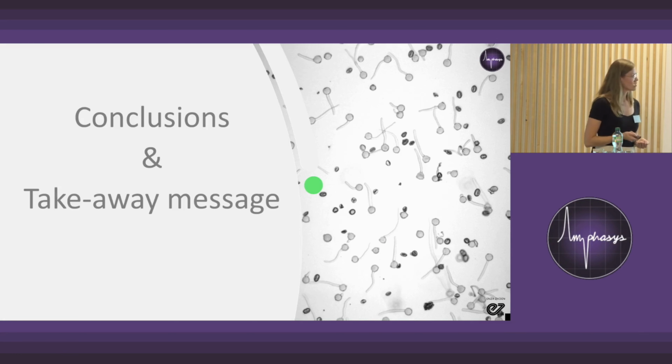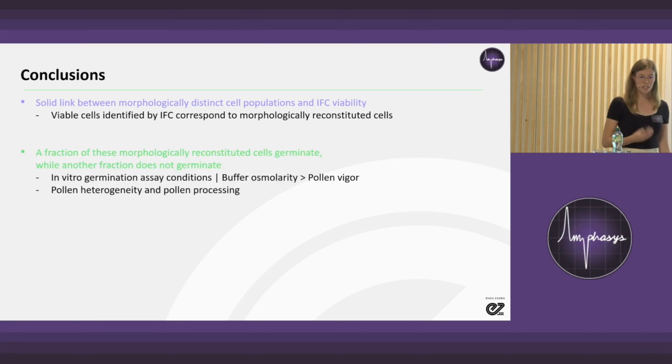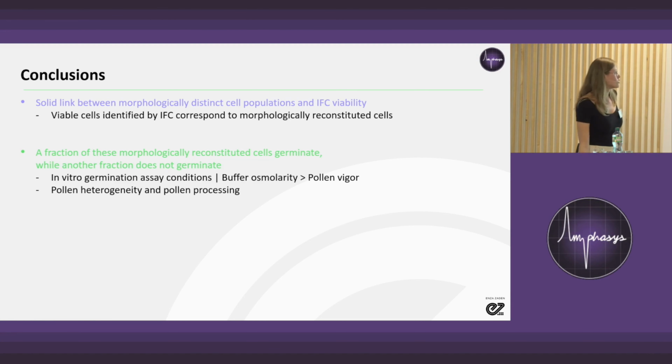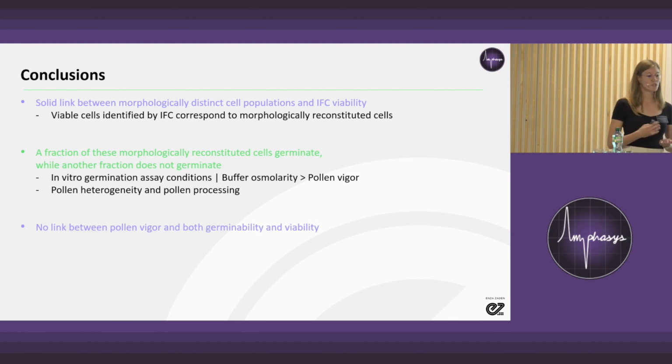This brings us to the conclusions and the takeaway message. In conclusion, we found a solid link between morphologically distinct cell populations and IFC viability. The viable cells identified by IFC correspond to the morphologically reconstituted cells, so the ones that took up water. From these cells, a fraction is able to germinate, while another fraction is not. This is probably due to the germination assay conditions, as well as some other pollen-related factors. And we found no clear link between pollen vigor and both germinability and viability.